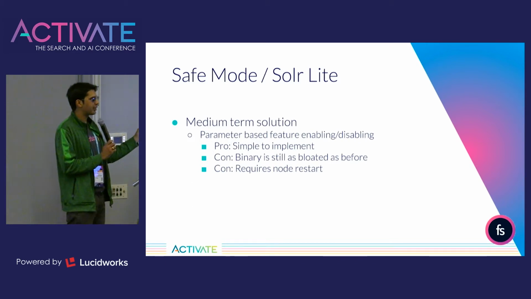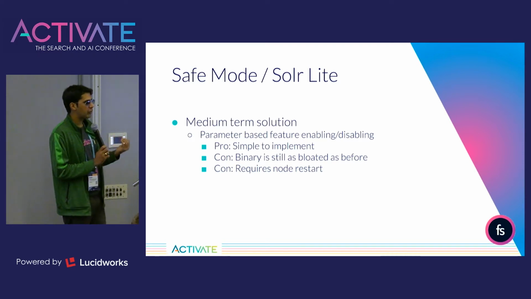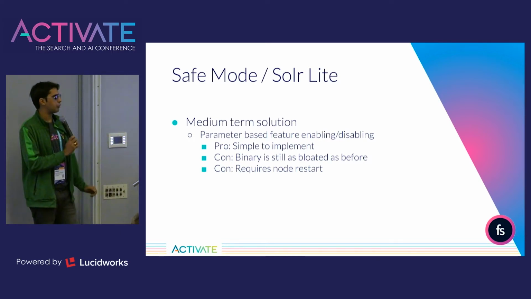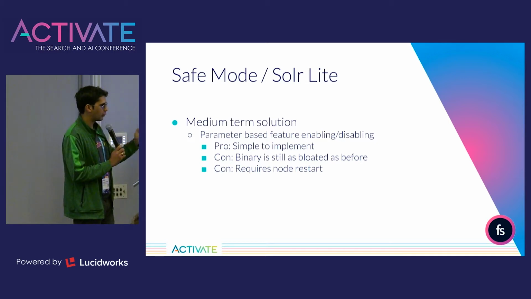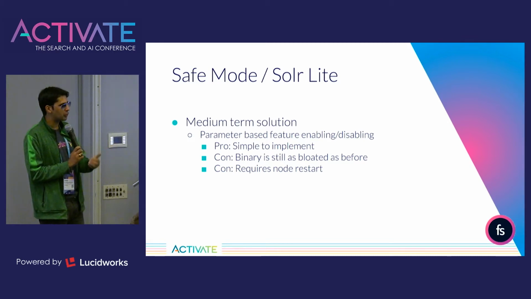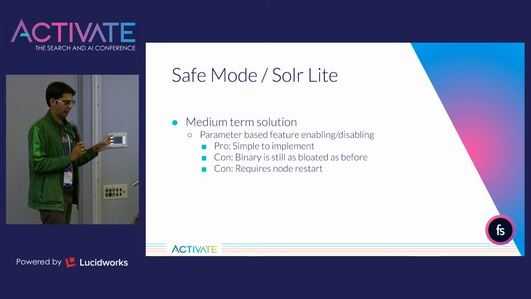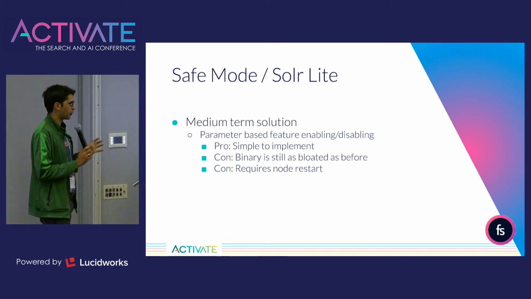So when we started with that idea, there were a couple of approaches that come to mind. One is a medium-term solution. One is a more long-term solution. A medium-term solution would be just to have parametric enabling or disabling of all of these features. It would be simpler to implement, but the problem is the binary would still be large enough so as to leave a big footprint.